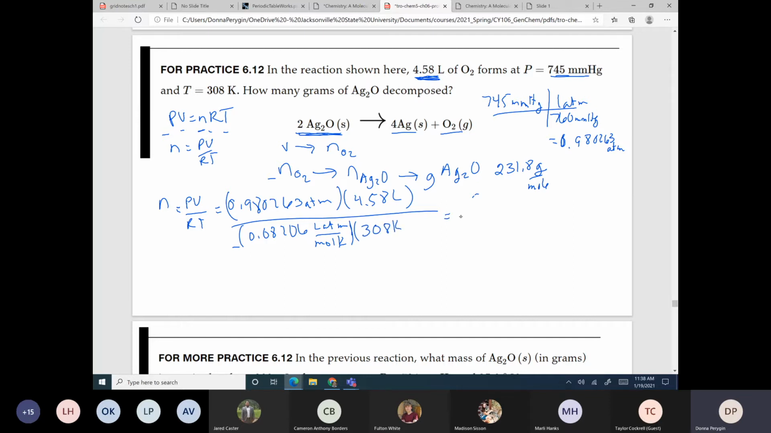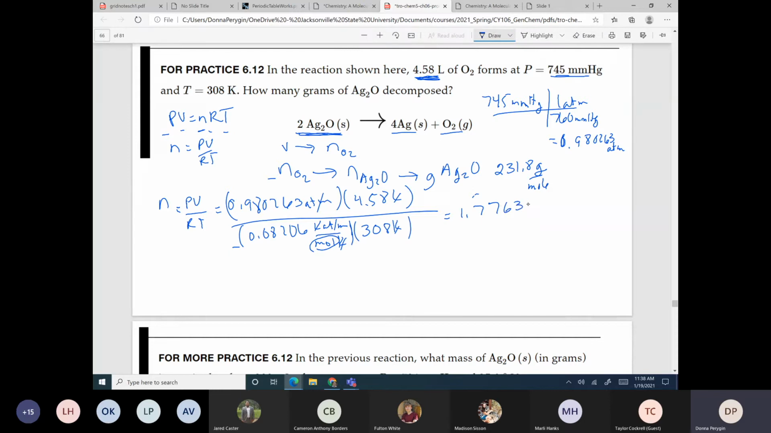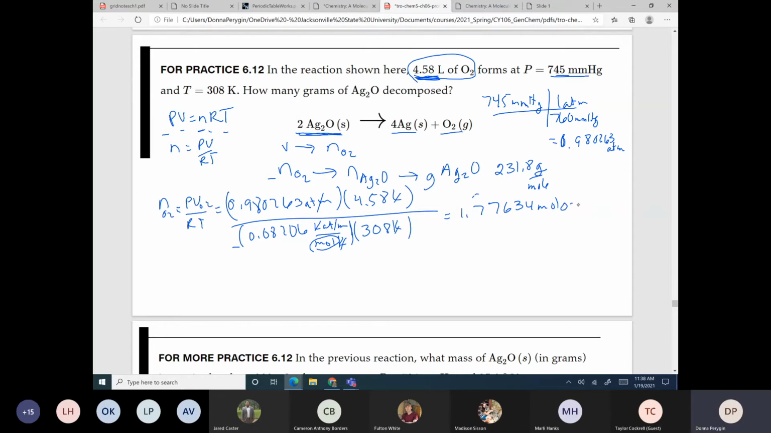Okay? And so liters cancels, atmospheres cancels, kelvins cancels, and we're left with moles, which comes back to the top. And that's going to be 1.77634 moles. And this was volume of O2, okay? So that's going to give us moles of O2.